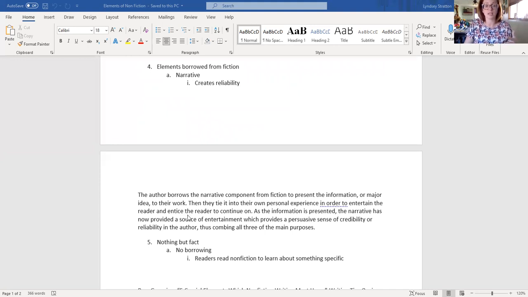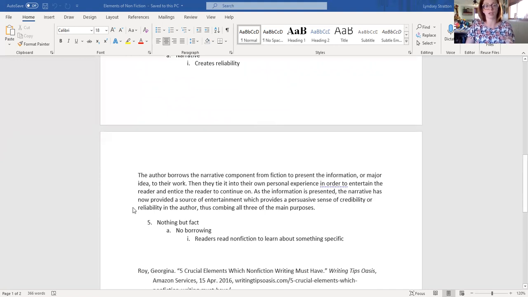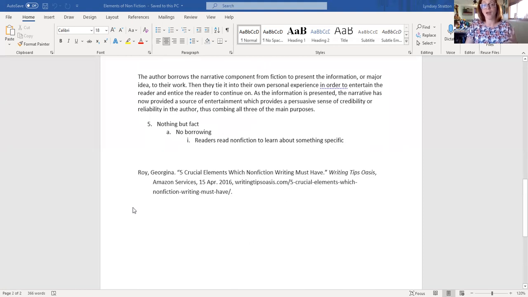Okay, as it's presented, it's now providing a source of entertainment, and that in its own way provides that persuasive sense of credibility or reliability. Okay, so that's how all three purposes are being combined there. It's also going to be nothing but fact. We're not borrowing information. We're not making up information. You, the readers, are reading this piece of nonfiction to learn something specific.